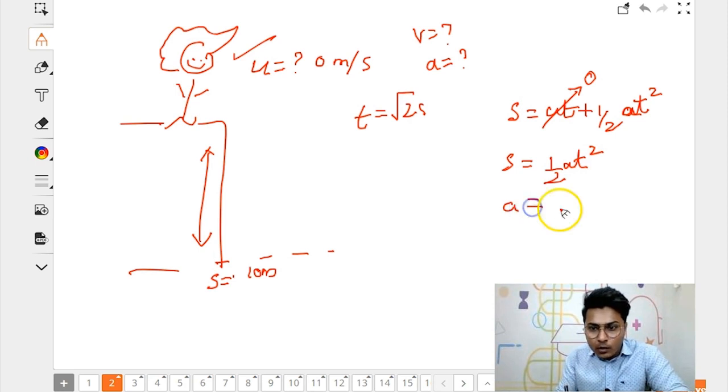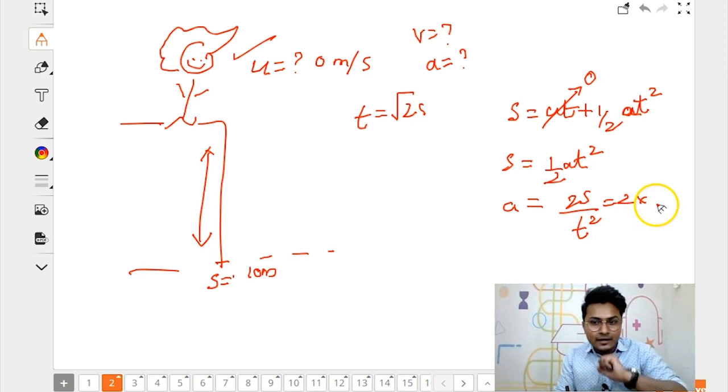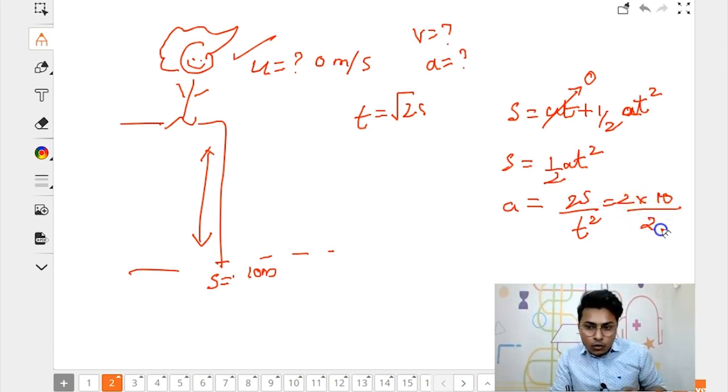So a will be equal to 2s by t square, which is 2 into s, and s is nothing but 10 meters. So 2 into 10 divided by t square, where t is root 2. Root 2 square is 2. Correct? So 2 cancels off and I get acceleration equal to 10 meter per second square.